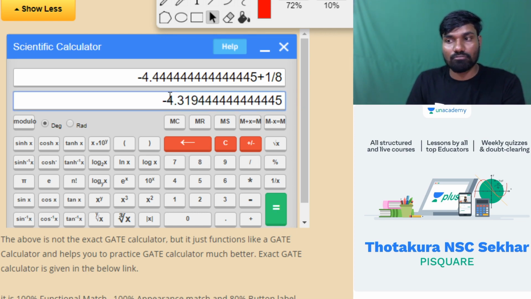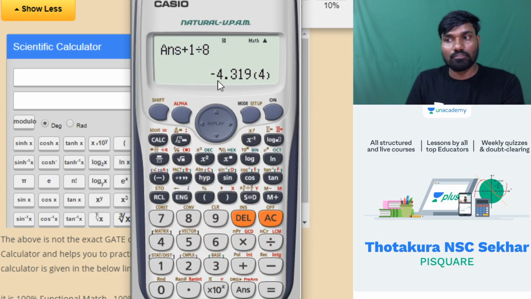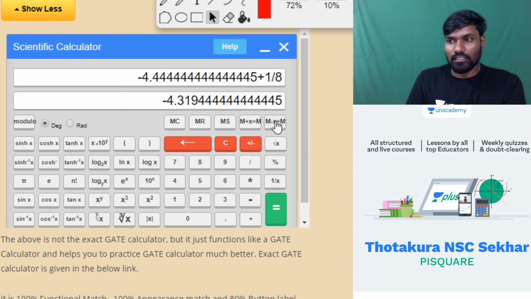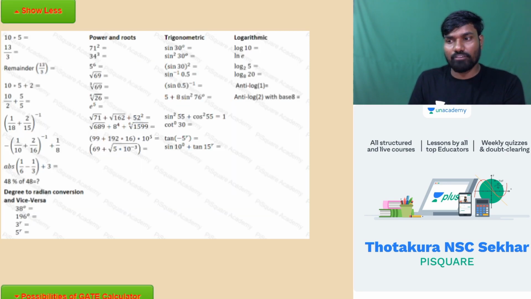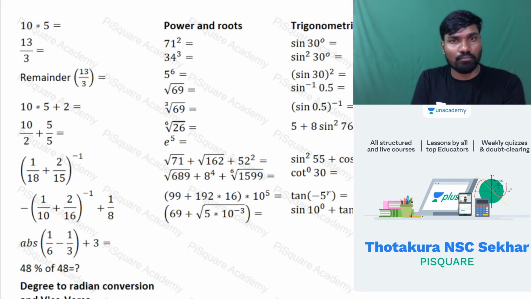So you got minus 4.319. Take always 3 digits after the decimal. Okay, this is the answer. Minus 4.319. Okay, simple. Now, if you have any math operation, you just give it in the comment. I'll take that operation after all these, obviously.